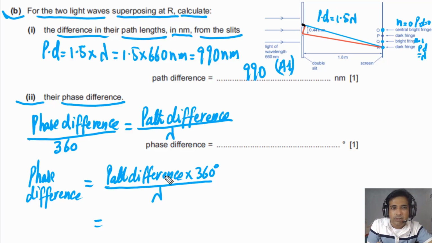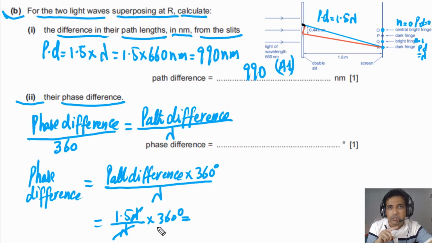Now from here we can say path difference is equal to 1.5 times lambda, divided by lambda and multiplied by 360 degrees. So this lambda we can cancel with this lambda. Now 360 degrees you need to multiply with 1.5. So our final answer in this case will be equal to 540 degrees. So the phase difference is 540 degrees.